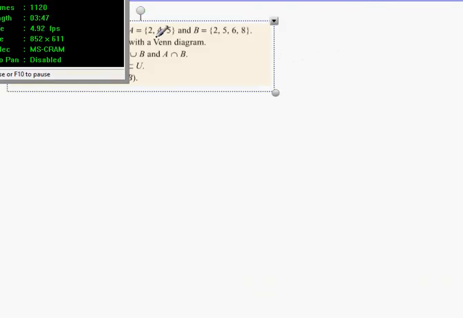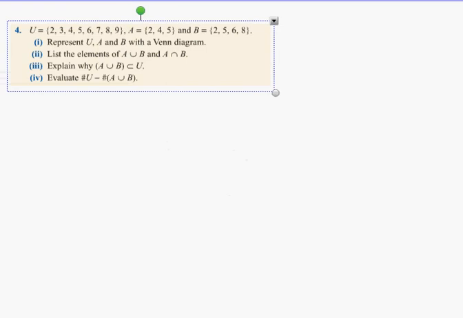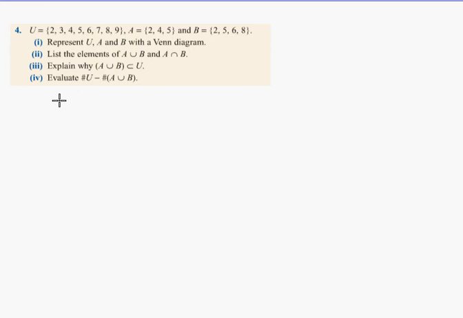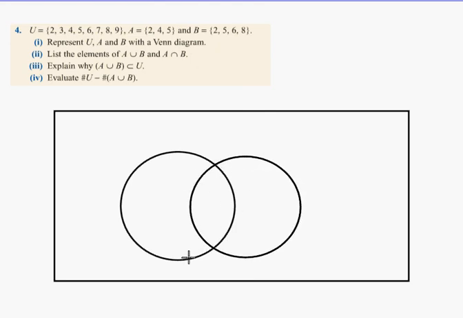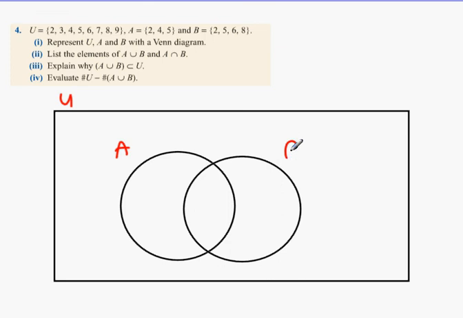Okay, guys. Look at the following, right? Represented U. What do we say U is? So I have a box there. What about A and B are represented by? Circles, or ellipses. Okay, there we go. Now let's call this U. Let's call this A and B. Okay, what do A and B have in common? 2, 5. So that's going to be 2 and 5 in here.